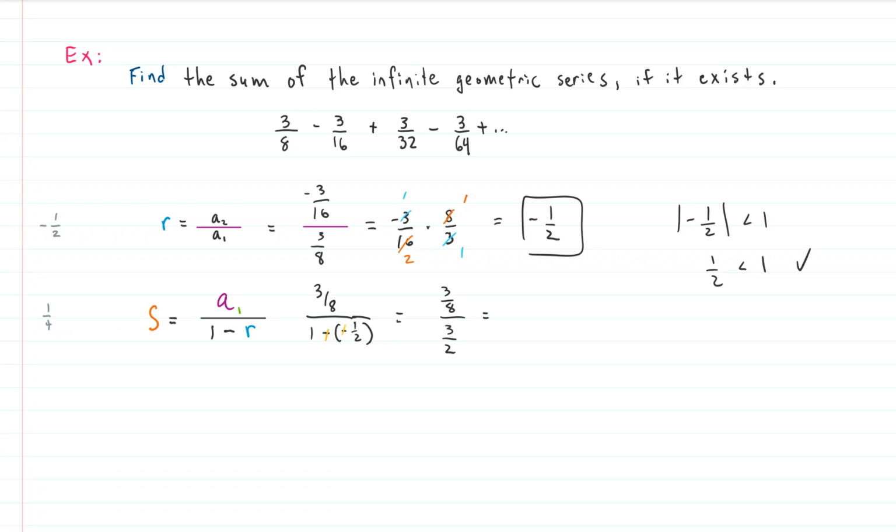We can do some more simplification and flip the bottom and multiply by the top. So we have 3/8 times 2/3. And lucky for us, we have some more simplification here. Things cancel. The 3's will cancel. And the 2 will go in 4 times with the 8. And we're left with 1/4. So the sum of the infinite number of terms in this geometric sequence, or in other words, the geometric series, converges, and it converges to 1/4.